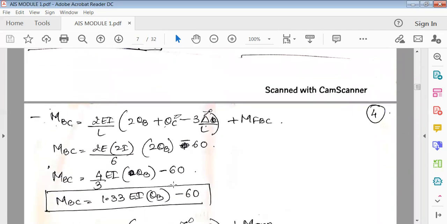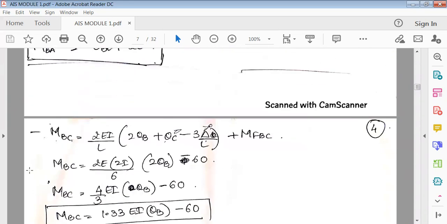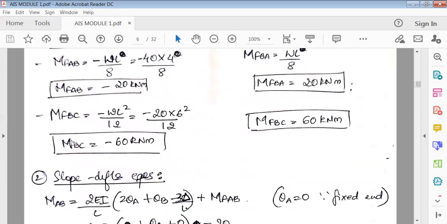Okay. Similarly, now we'll calculate the next span. So we have calculated AB, BA. Similarly, next we have calculated BC, CB. Okay. So now MBC is 2EI. Now MBC is equal to, again write the formula, 2EI by L. So B is the first term. So first term will have 2 in it. So 2EI by L, 2 times theta B plus theta C minus 3 delta by L. Plus MFBC. Now we'll take the next. So MFBC also we have calculated here.